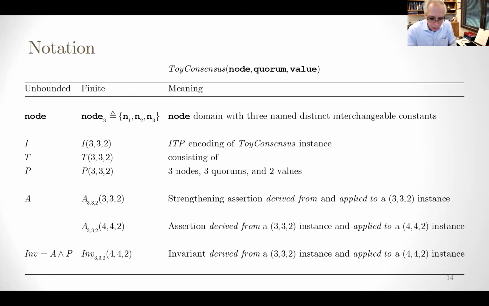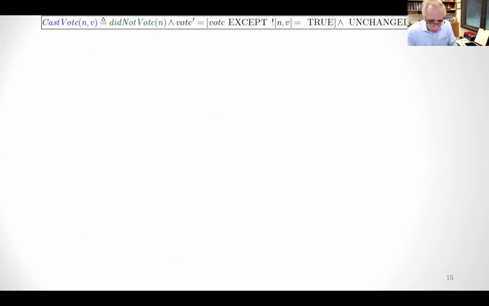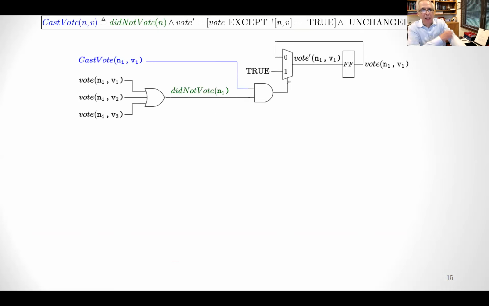Since we are hardware people, we like to look at hardware diagrams. So the action of casting a vote ends up really being like a small circuit like this. "Did not vote," which is a definition variable, is actually just like a NOR gate on: node 1 voted for value 1, node 1 voted for value 2, or node 1 voted for value 3. It did not vote for any value, basically.